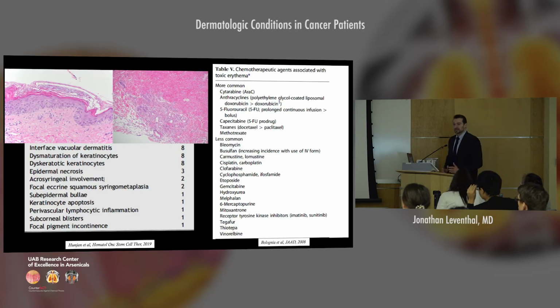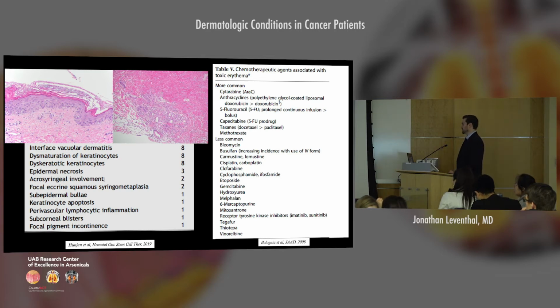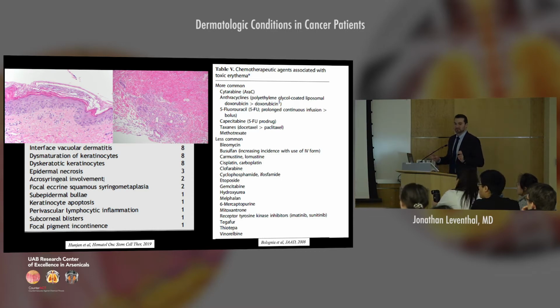Histopathologically, there's really a variety of features you can see. Interface vacuolar dermatitis and dyskeratotic keratinocytes are actually very common. The more classical changes of eccrine squamous syringometaplasia happen, but less commonly. And so multiple chemotherapies are associated with toxic erythema of chemo. We see it most frequently from cytarabine, anthracyclines, 5-FU. And this term, I should say, toxic erythema of chemotherapy, was coined at Yale by one of my mentors, Jean Bolognia. And I think it's actually a helpful term that incorporates all these different clinical features and histological spectrum of findings.